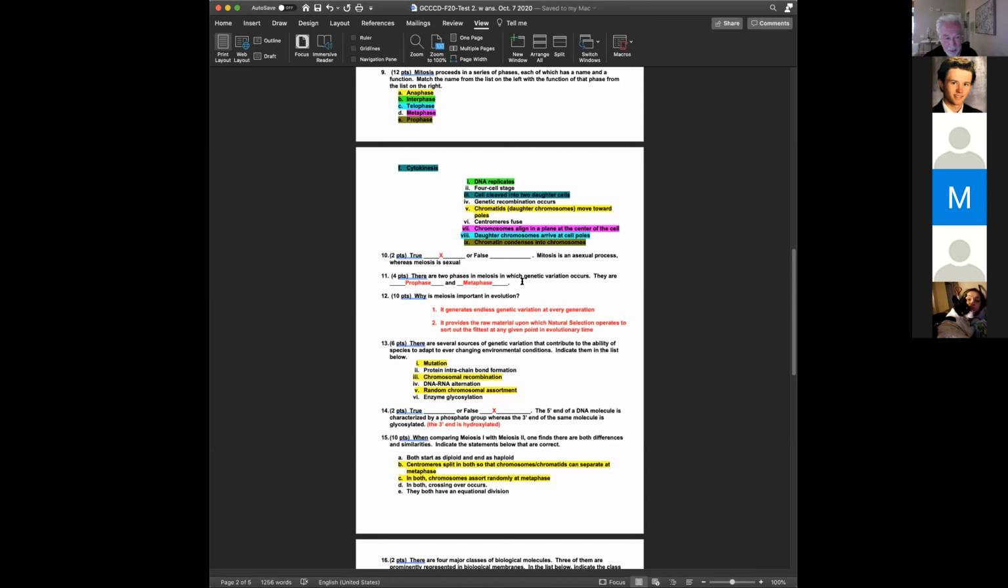Now, some of you indicated recombination and reassortment or random assortment of chromosomes, which are not wrong answers if it were the right question. But here the question asks about phases in meiosis, and those would be prophase and metaphase.